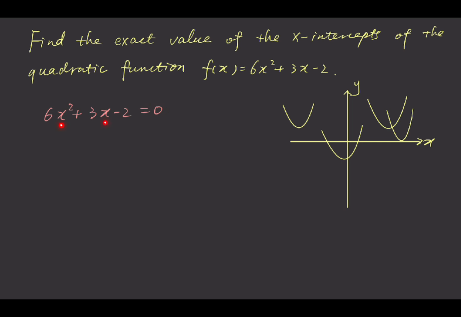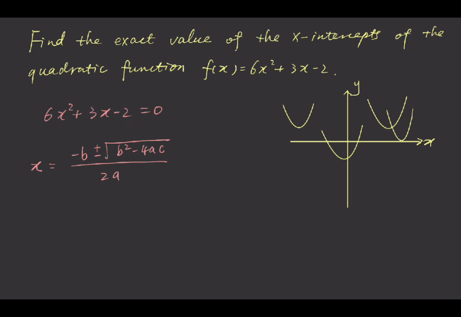We just need to figure out the x roots. The roots are so-called x-intercepts. So for this expression, we just need to figure out the roots, and we have the quadratic formula to help us. x equals negative b plus or minus the square root of b squared minus 4ac, all over 2a. This part is the discriminant. Here a is 6, b is 3, c is negative 2.